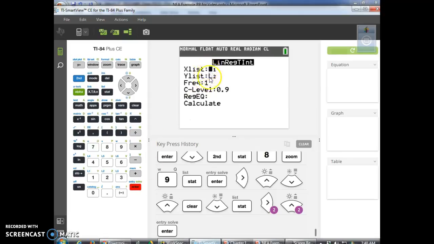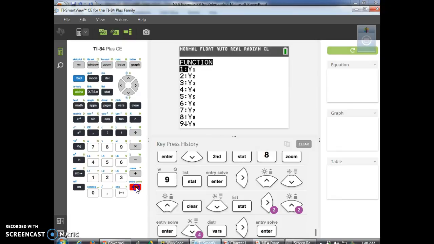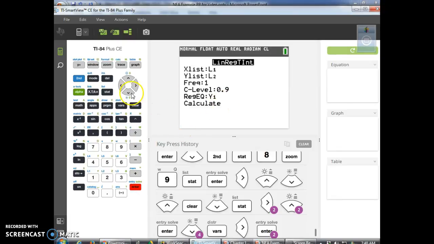Now, List 1, List 2, because that's where I put my x variable and my y variable. My confidence level is going to be 0.9. If you would like to store your regression equation, so that you can see your line actually graphed over your x and y scatter plot, what you're going to do is enter Vars here, and you want a Y variable because we're going to be entering a function. You can put it in any of those, but I chose Y1, and then I'm going to calculate.